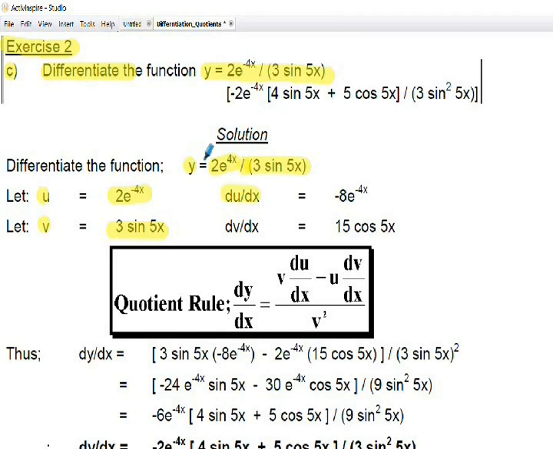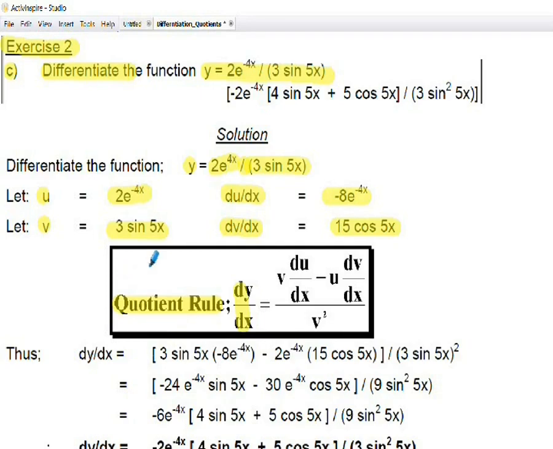We need to find the differential of u with respect to x, and e to the minus 4x is standard form, it's e to the ax. So if you follow the pattern through from your standard differential tables, you'll get minus 8e to the minus 4x. And same with finding dv/dx, 3 sine 5x, again sine 5x is standard form, sine ax. If you follow the pattern through, you'll get 15 cos 5x. So now I'm going to apply my quotient rule here to find my first differential, my dy by dx.